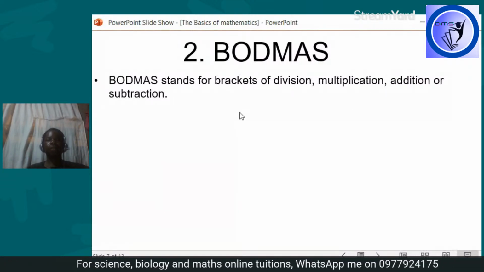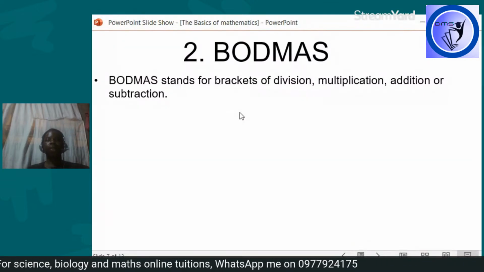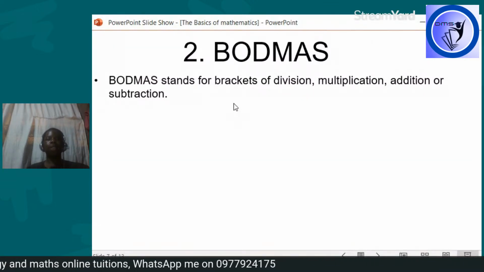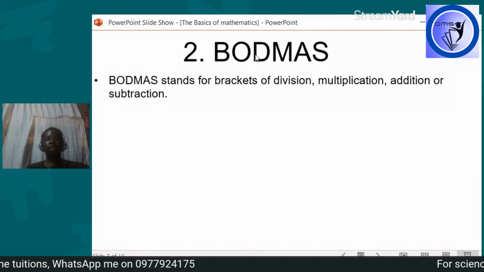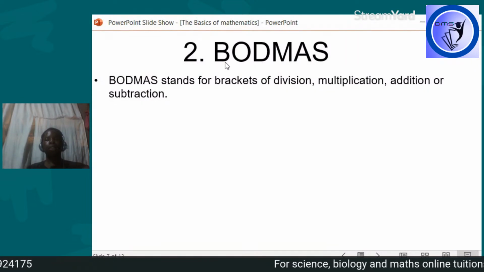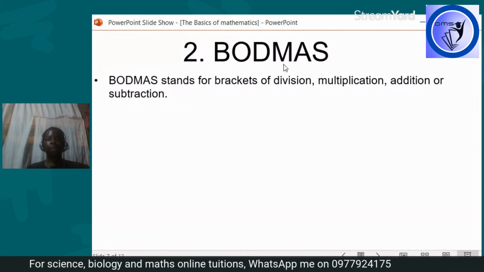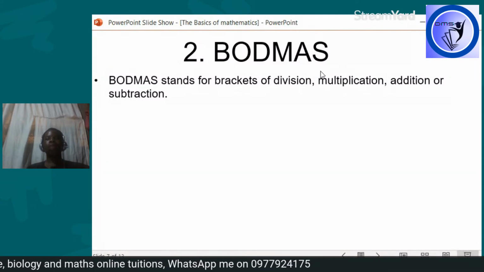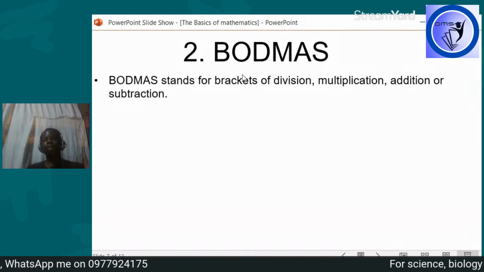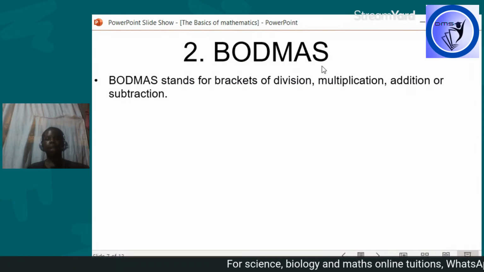That means that whenever you are carrying out a mathematical operation, you must consider BODMAS. In BODMAS, we look at brackets, things that are in brackets. Then what else follows? We look at division, then multiplication, then addition, then subtraction. So the operations are followed from brackets, division, multiplication, addition, subtraction.